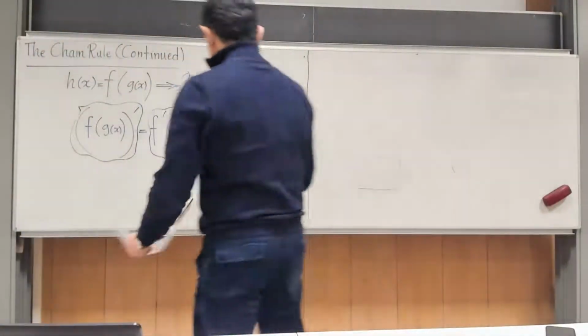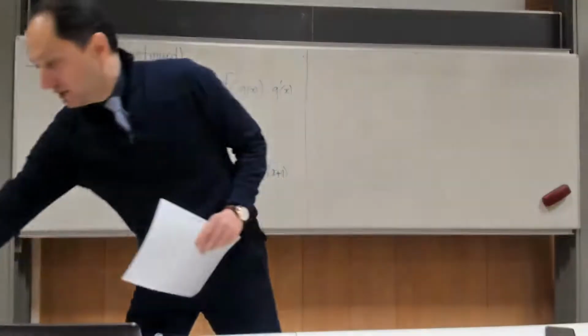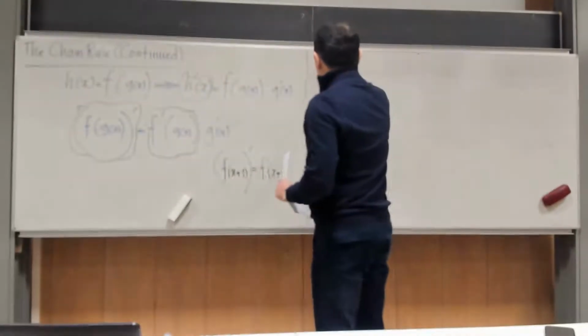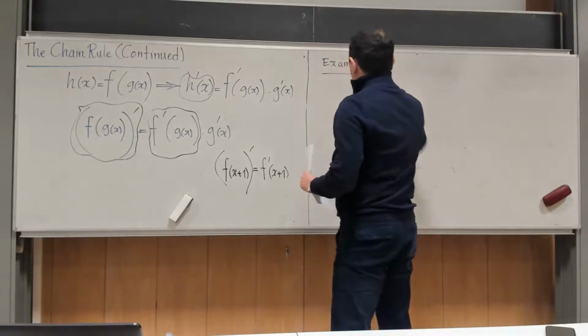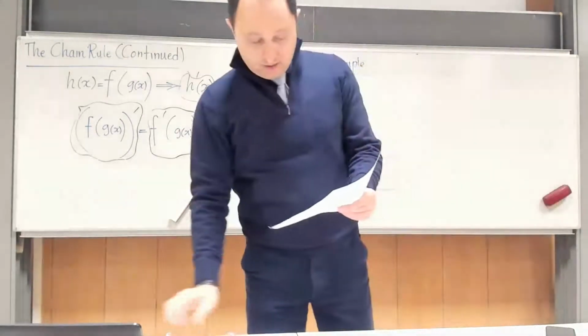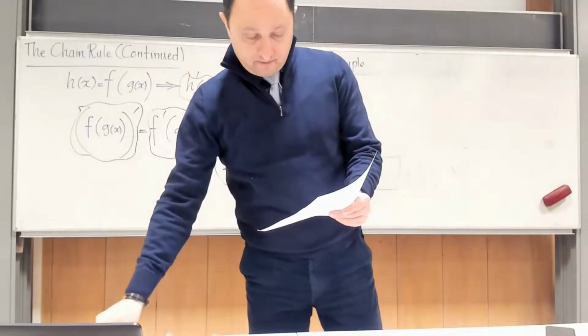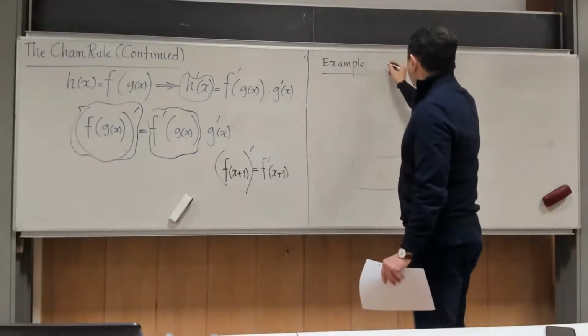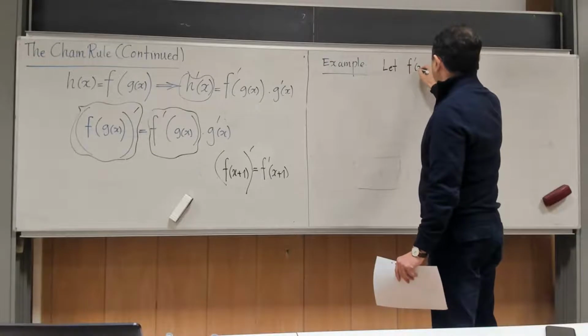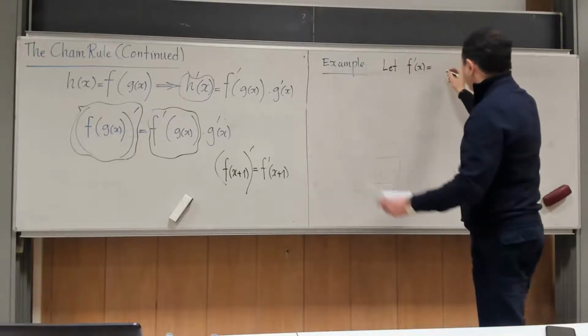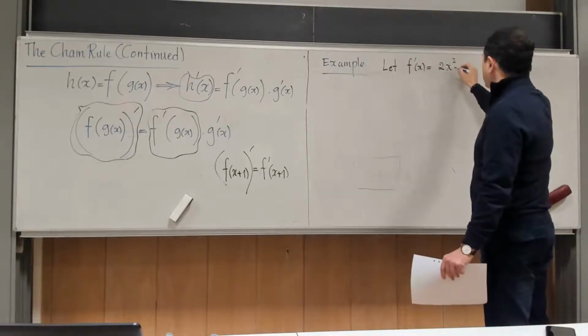So let me make it very simple first. Example. This is also, by the way, at the level of the book. I would write, let f prime of x be equal to, very simple function, x squared minus 1.